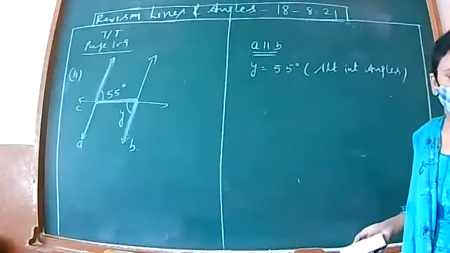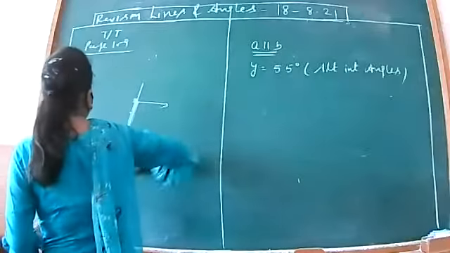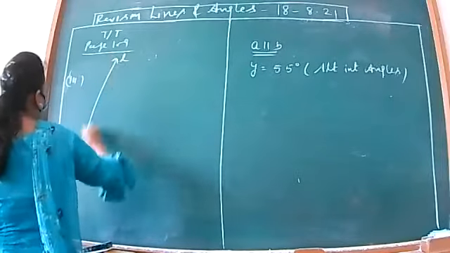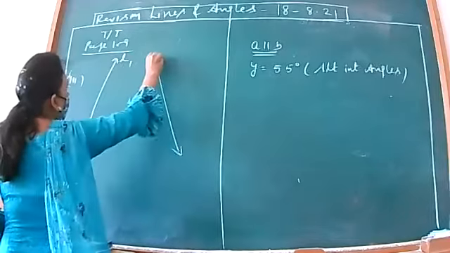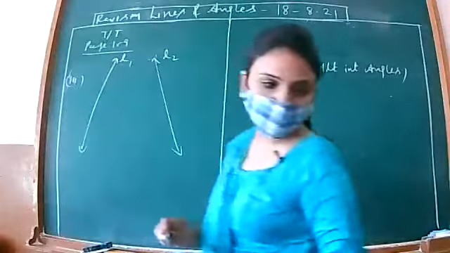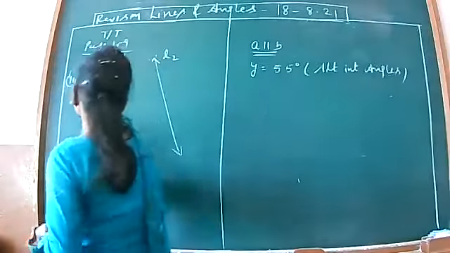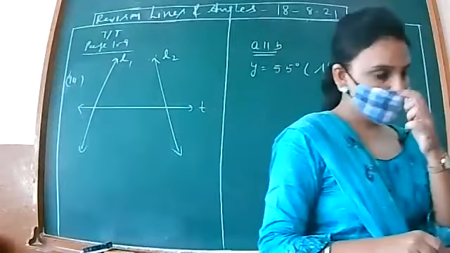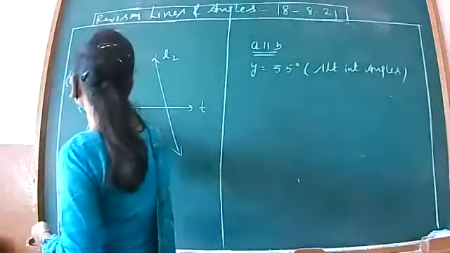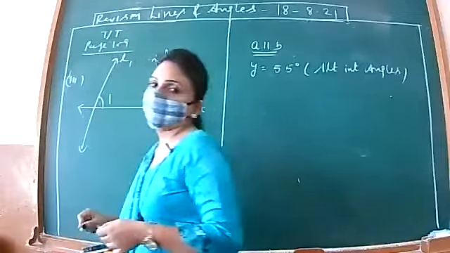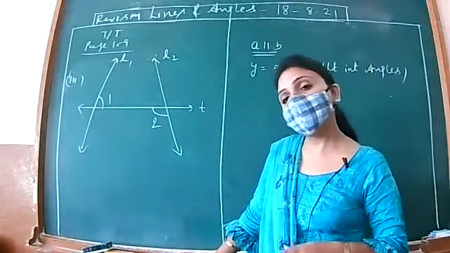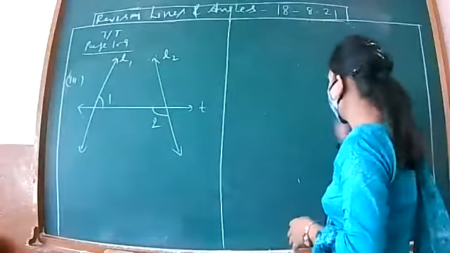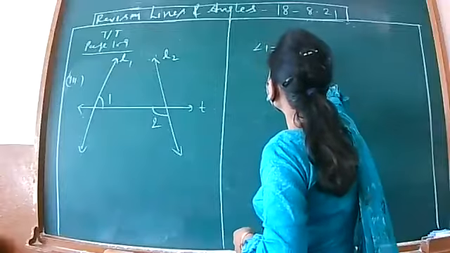Next question, third part. In the third part, it is given that L1 and L2, they are the two lines, and there is a transversal T, and here are angle 1 and angle 2. Now it is given that L1, L2 are any lines, and we have to tell whether angle 1 is equal to angle 2 or not. Angle 1 equal to angle 2 or not?